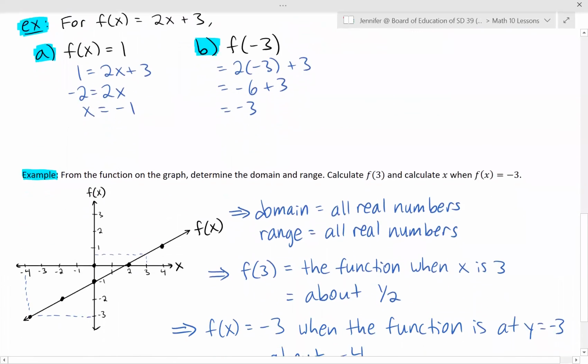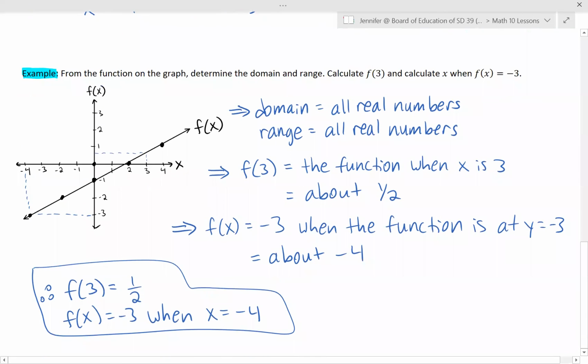One last example. In this case, we're given a graph. So from the function on this graph, determine the domain and range, calculate f of 3, and calculate x when f of x is negative 3. So this is easy. It's a linear function with arrows on the end. So our domain and range are both all real numbers. It can be any x and any y.